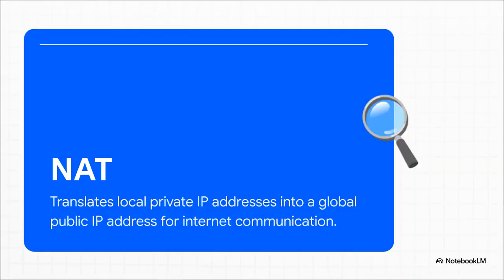But wait, if your laptop has a private IP that can't be routed online, how are you even watching this explainer right now? Enter NAT, or Network Address Translation. NAT is the bridge. It translates your local private IPs into the one single global public IP assigned by your provider. So external websites never actually see your 192.168 address, they only ever see your router's public face.